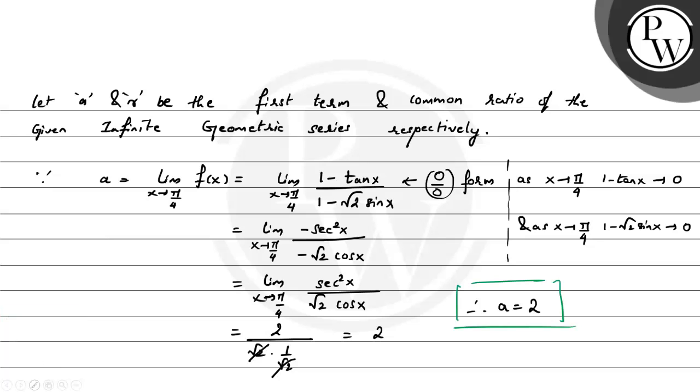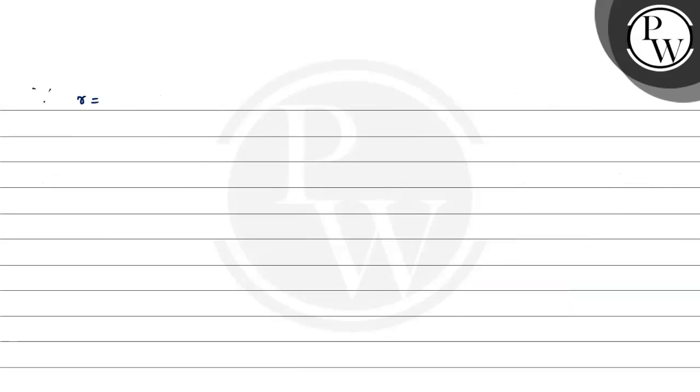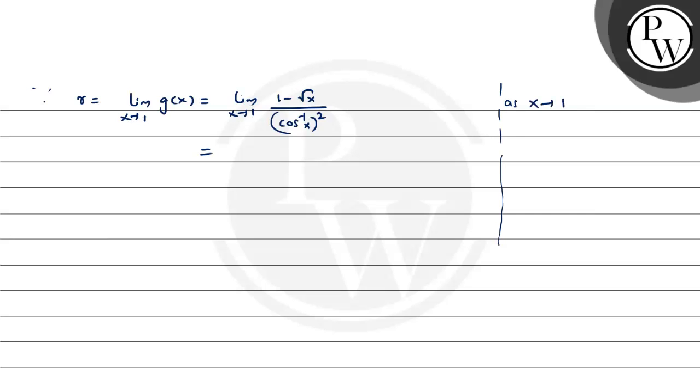Now we need to get the value of r, and also check whether modulus of r is less than 1. We know that r is equal to limit as x goes to 1 of the function g(x), that is limit x tends to 1 of (1 minus square root of x) divided by cos inverse of x squared. Again, if you see, as x goes to 1, 1 minus square root of x goes to 0 and cos inverse x goes to 0. So again this limit is of the form 0 by 0.